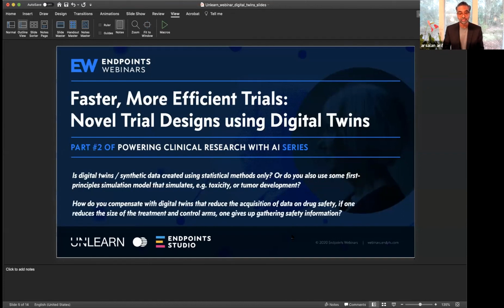Okay, are digital twin synthetic data created using statistical methods only, or do you also use some first principle simulation model that simulates toxicity or tumor development? And another safety question: how do you compensate with digital twins that reduce the acquisition of data on drug safety? If one reduces the size of the treatment and control arms, one gives up gathering safety information.